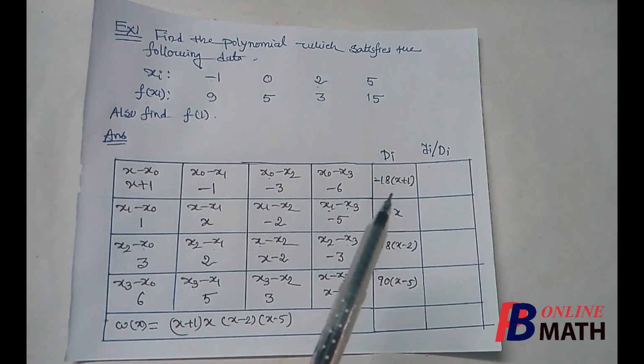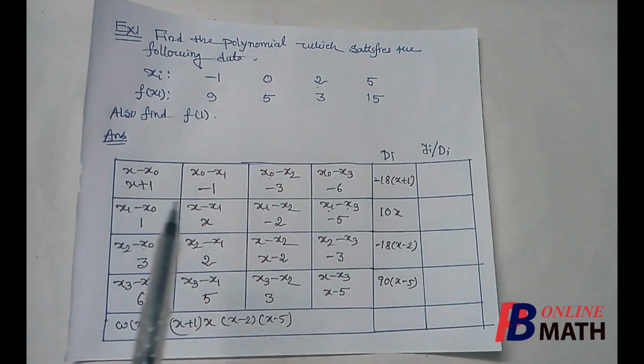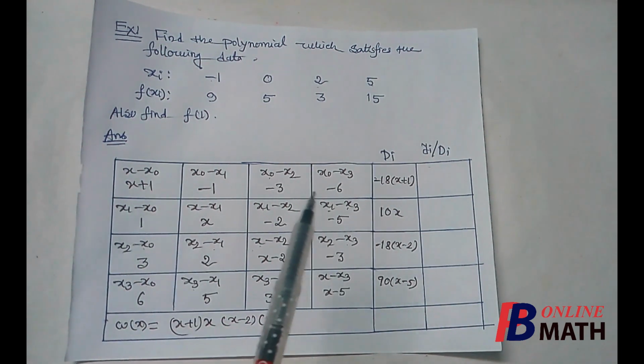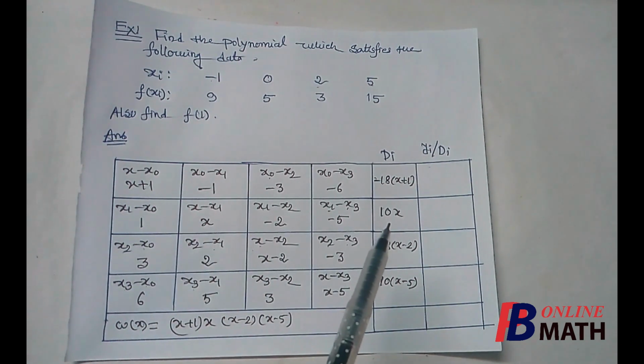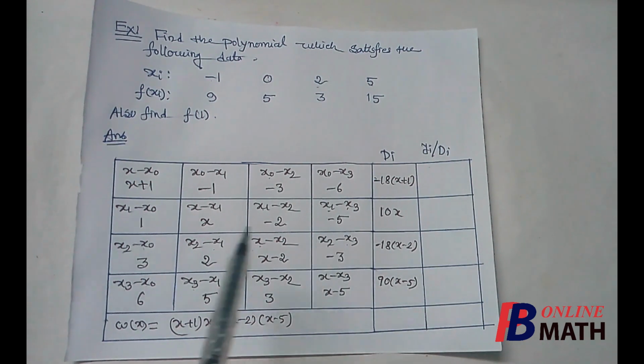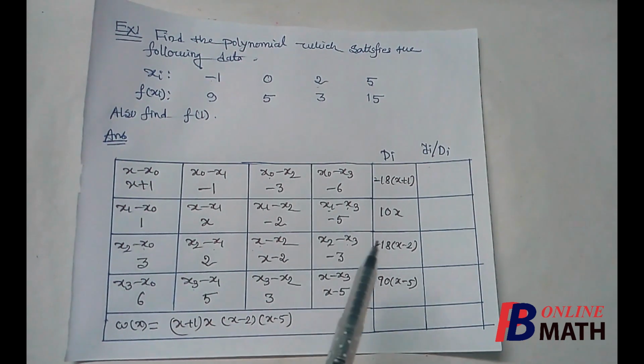So first one is d0. d0 can be found by multiplying all these 4 terms. So it is 18 minus 18 into x plus 1. Next is d1. It is the product of these 4 terms, which is 10x. Next, d2. d2 can be found by 6 minus 3, 8 minus 18 into x minus 2. And finally this is d3. It is 15 and 6, 90 times x minus 5. So this is di.